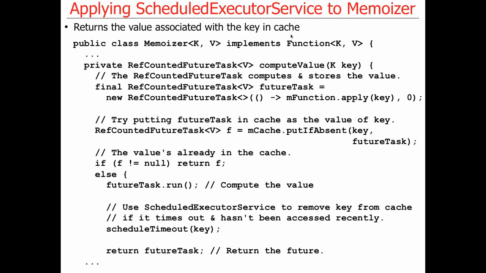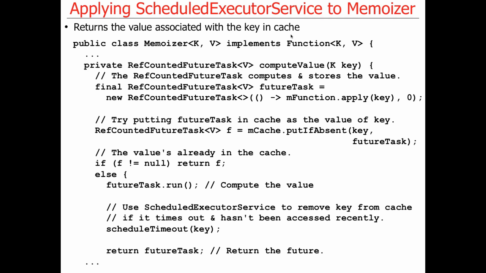So if this comes back with null, then we've got some work to do because we have to compute the function. If it comes back non-null, that means that the future task is already in the cache. Now, it may not be computed yet, but it is in the cache. And we'll see how that gets used in a second. Let's look at the more interesting case.